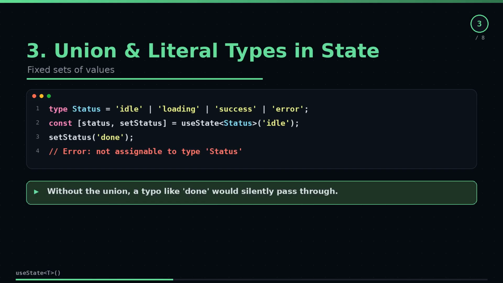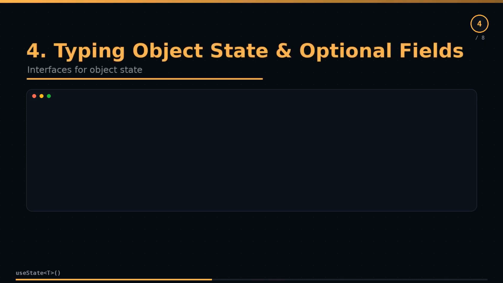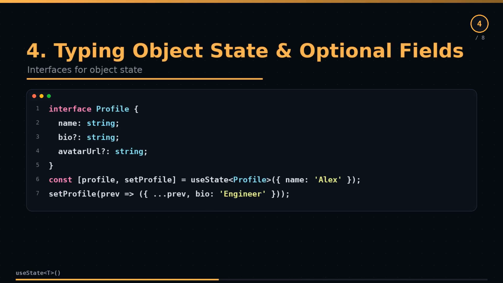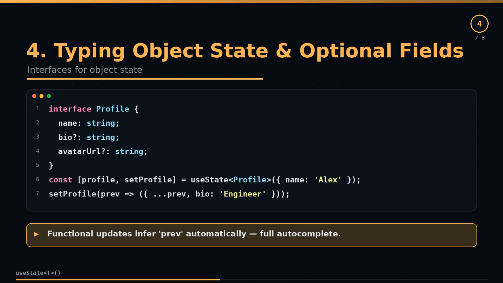3. Union and literal types in state. Just like with props, state often only makes sense as one of a limited set of values. A loading status is the perfect example. type Status = 'idle' | 'loading' | 'success' | 'error'. const [status, setStatus] = useState<Status>('idle'). setStatus('done') gives: Argument of type 'done' is not assignable to parameter of type Status. Without the union, status would just be inferred as string, and a typo like 'done' instead of 'success' would silently pass right through.